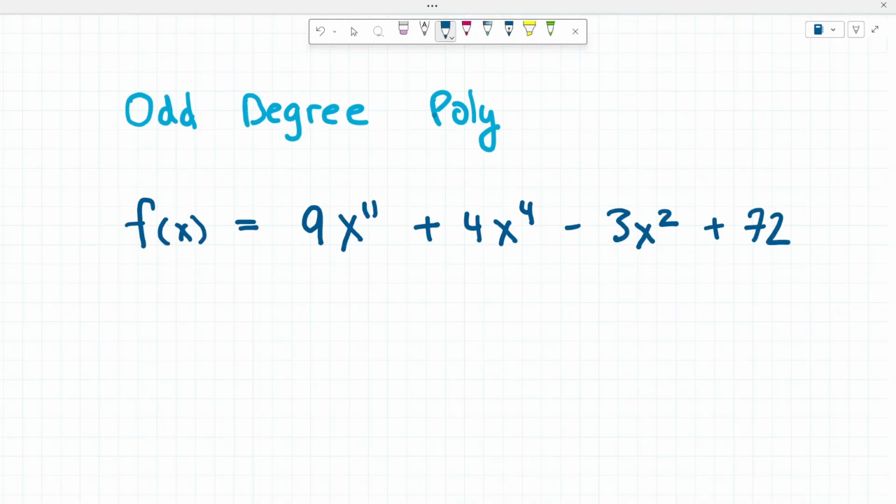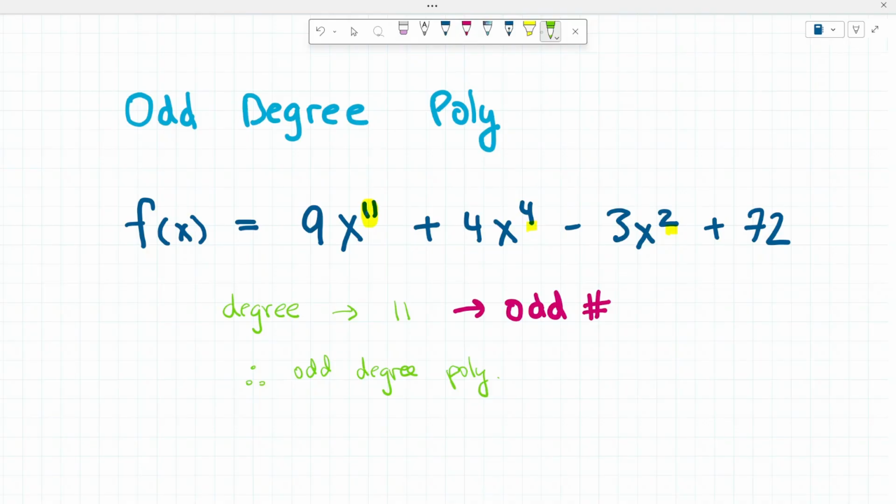Just like we have to write our polynomials, we have to write them in decreasing order of the degree. So we start with 11, 4, 2, and so on. In this case, we have to identify the degree of this polynomial. We already mentioned that the degree is the largest power of x, so we can see that the largest power of x here equals 11. And is 11 an odd or an even number? Well, 11 is an odd number. So therefore, we have an odd degree polynomial.